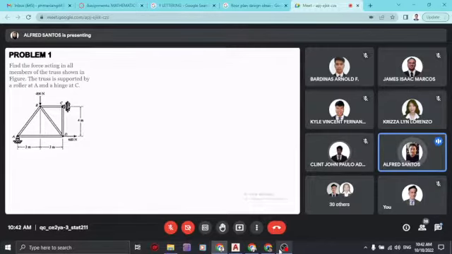So find the force acting in all members of the truss shown in the figure. So the truss is supported by a roller at A and a hinge at point C. Okay. So pag sinabing roller, isa lang yung support niyan, di ba? So it is perpendicular to the surface. So since horizontal yung surface niya, so vertical yung reaction natin sa AY.